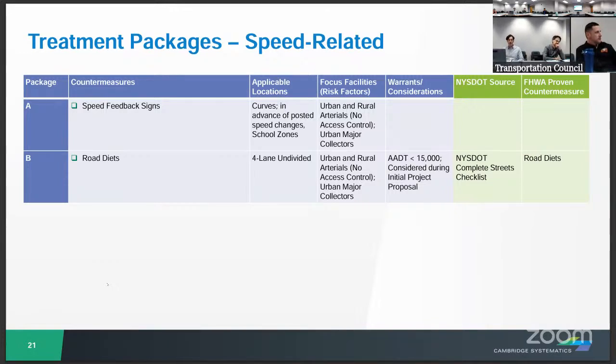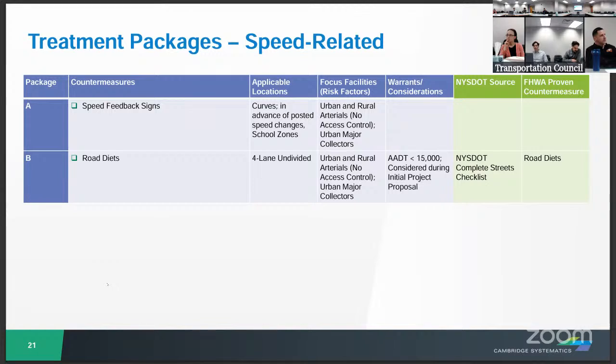A couple of these may not necessarily be fully HSIP eligible, and we'll probably want to note that as well. But we think these are a couple of countermeasures that have great potential. You know, speed feedback signs, particularly on approaches to reduced speeds such as school zones, and helping to spread the word more about road diets and putting that into further guidance.